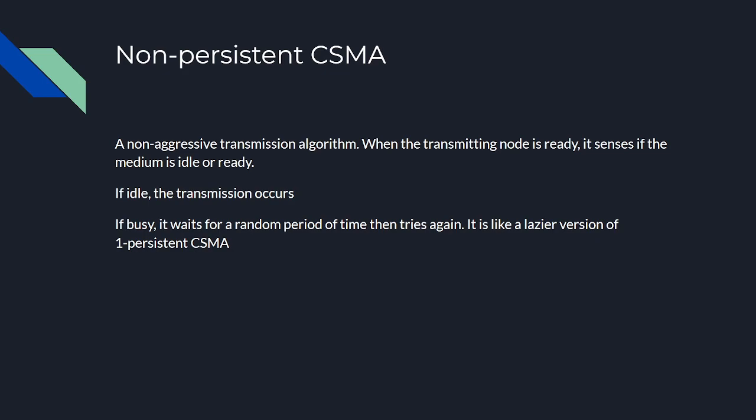Now for non-persistent CSMAs. A non-aggressive transmission algorithm: when the transmitting node is ready, it senses if the medium is idle or busy. If idle, the transmission occurs. If busy, it waits for a random period of time, then tries again. It is like a lazier version of a one persistent CSMA. There's only one variant of the non-persistent CSMA, to my knowledge.